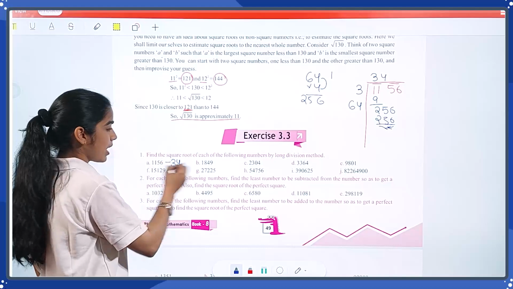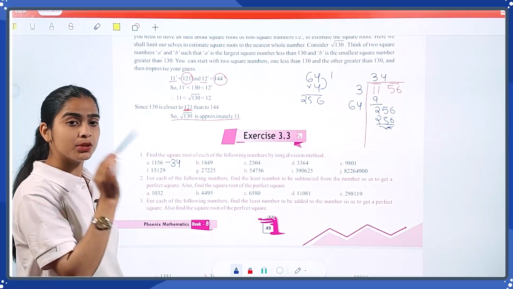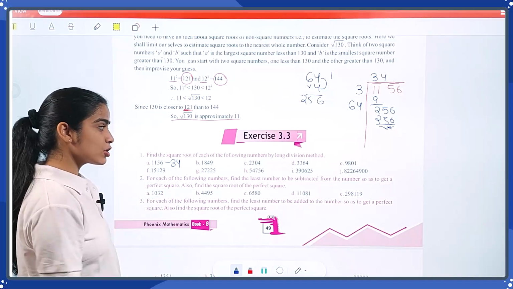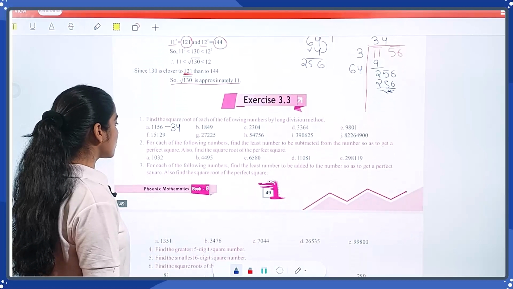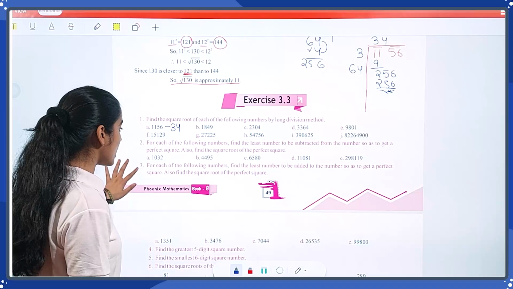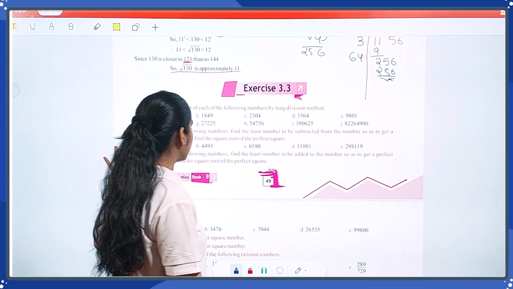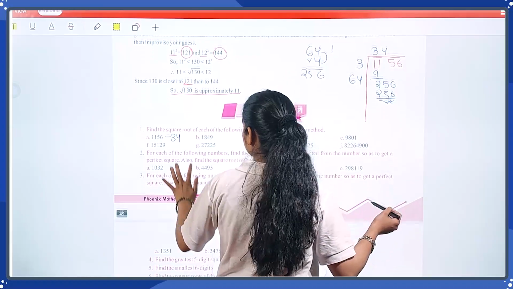In the same manner, you have to solve the rest of the questions. I already explained the whole method in the example very deeply. So just go through the example one more time if you don't understand. For each of the following numbers, find the least number to subtract from the number so as to get a perfect square. Also find the square root of the perfect square. So again, we have to find it using the long division method.